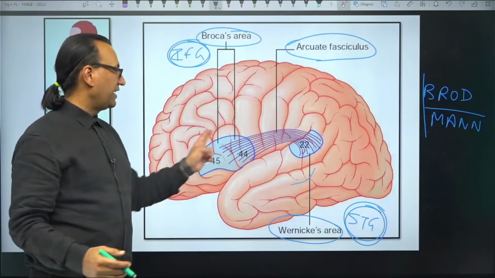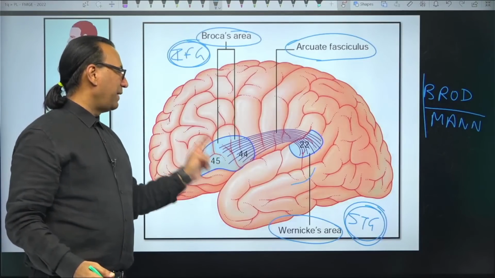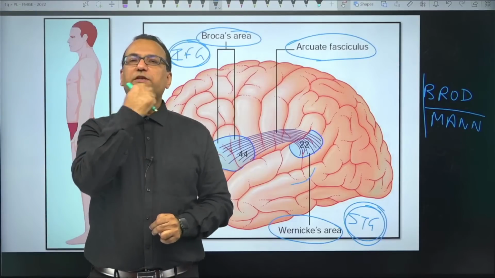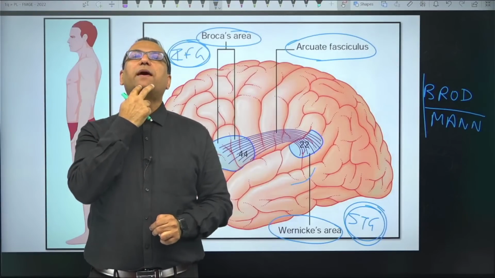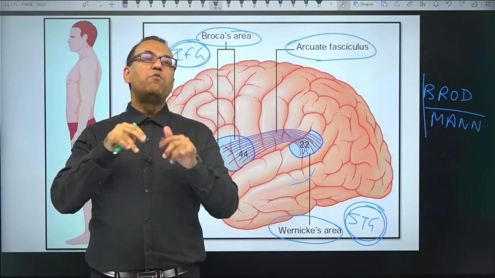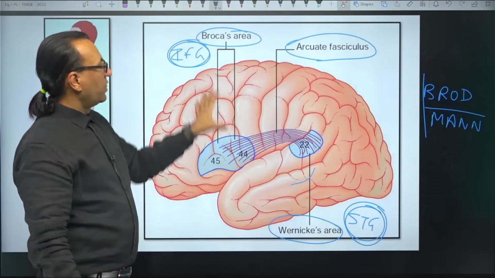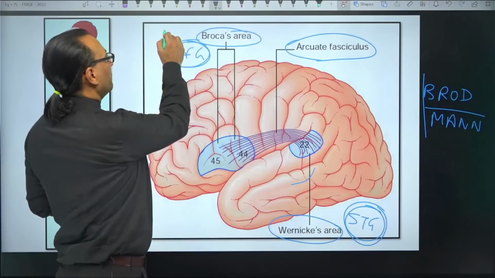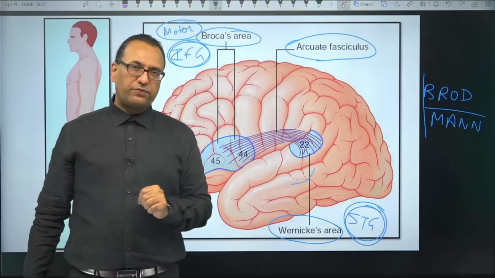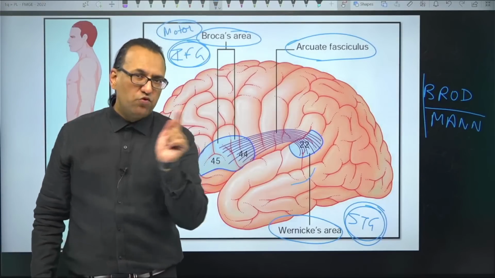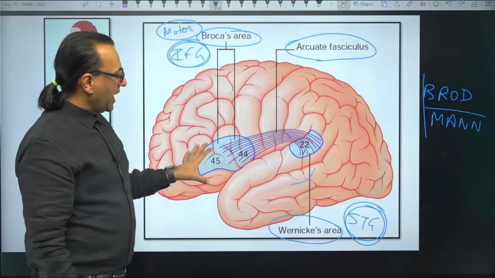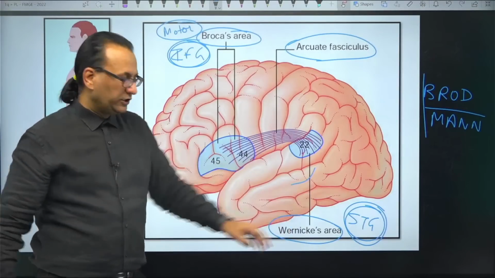And what is Broca's area for? Broca's area is planning the movement of speech muscles. Whichever muscles we use, lip, tongue, palate, pharynx, larynx, all these muscles move, and the planning of their movement is done by Broca's area. Broca's is the motor speech area for planning the movement of the speech muscles. It doesn't move the muscle. It will just plan the movement of muscles. And this is Wernicke's sensory speech area.